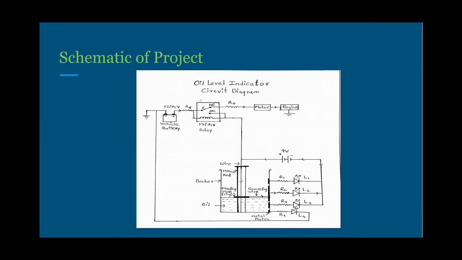Consider the figure in this slide. This slide represents the schematic of the project. This figure represents the oil level indicator. It consists of the following parts. First, oil tank. Second, metallic plates. Third, connecting wires. Four, resistors. Fifth, LEDs. Sixth, a vehicle battery which is of 12 to 14 volts, and a regular battery as well which is of 9 volts. Seventh, a floating ring. Eighth, a hollow axial rod, and finally a relay.